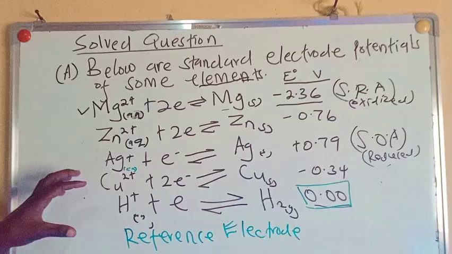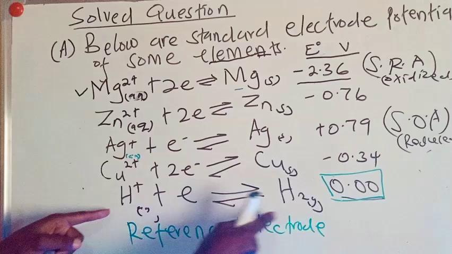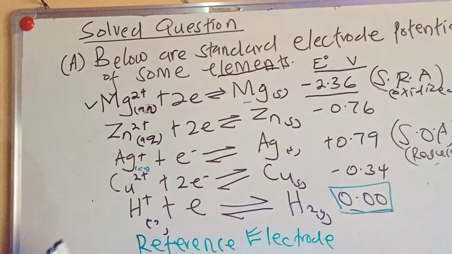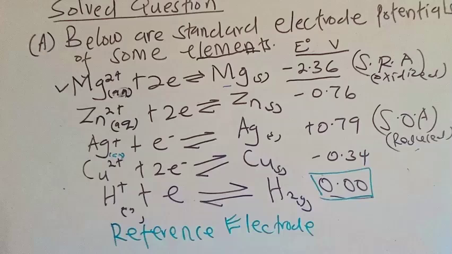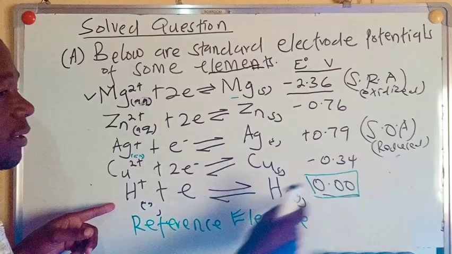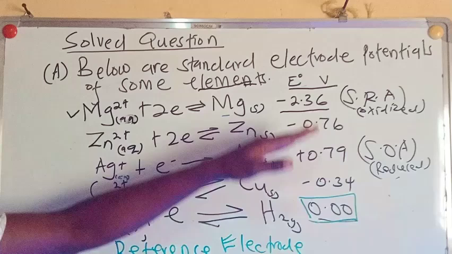It cannot be just hydrogen. You can now be given letters like C positive plus electrons, you get C gas with 0.00. If you have been given the letters and you are asked which one is hydrogen gas, just give the letter with 0.00. That is your hydrogen gas. If you are told to give a reason for your answer, you say because it is a reference electrode.